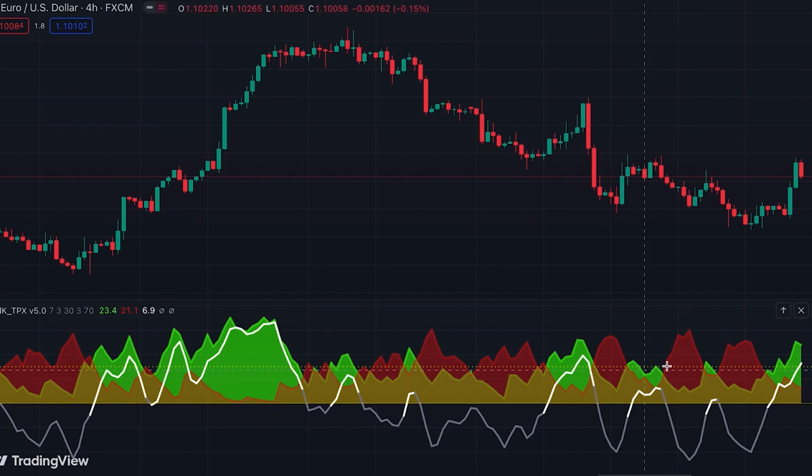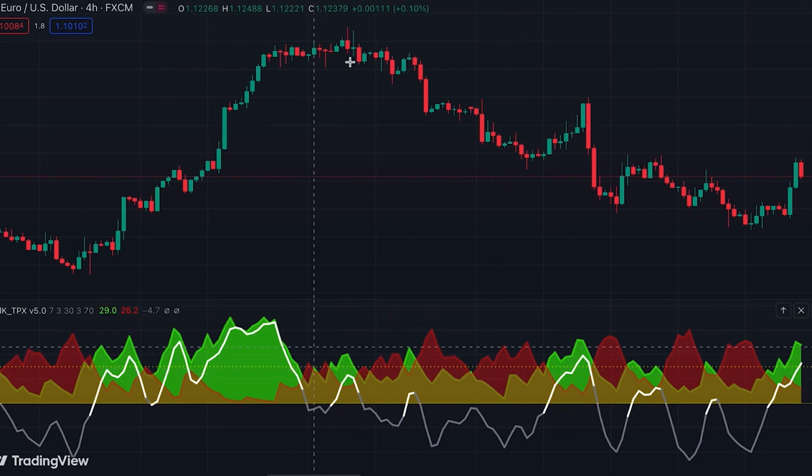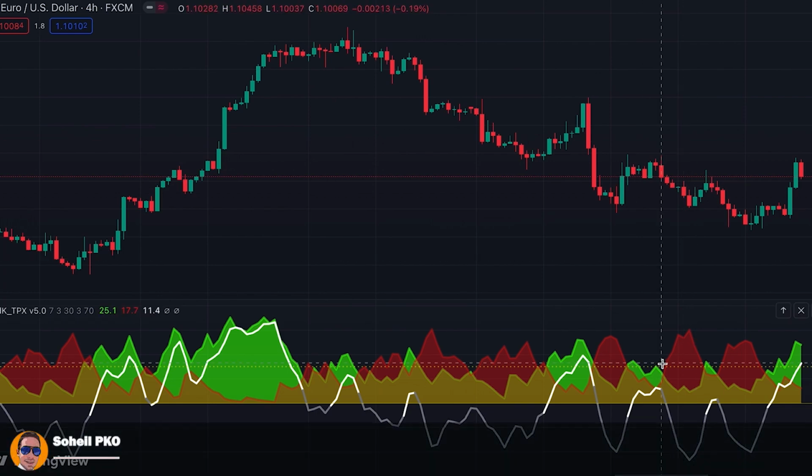We also have this line which is at the 30 level, and it's our control level. It's a threshold that shows us whether the bulls or the bears are dominant in the market. So when the green area is above the 30 level, it shows a bull market and advancing of the price, and when the red area is above the control level, it shows a bear market and declining of the price. And when both of the areas are below the control level, it shows a flat market. It tells us that neither the bulls nor the bears are dominant in the market.